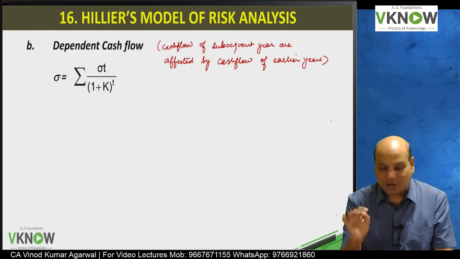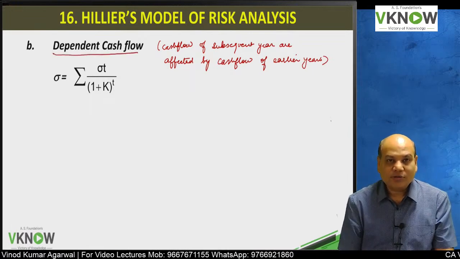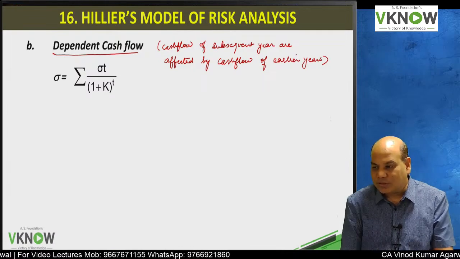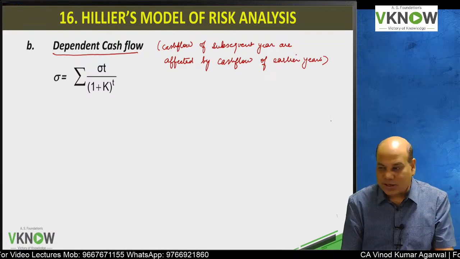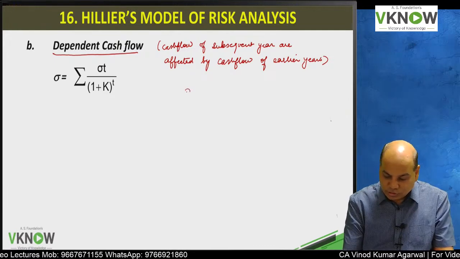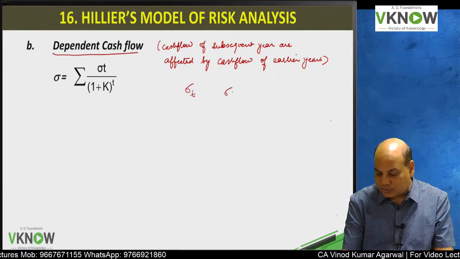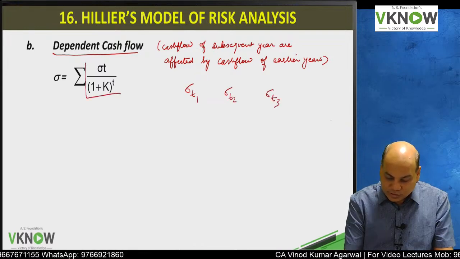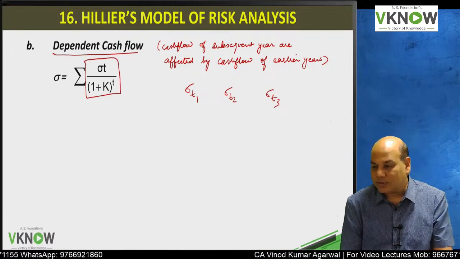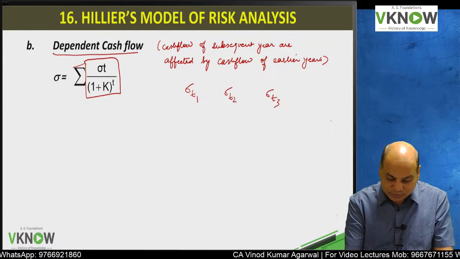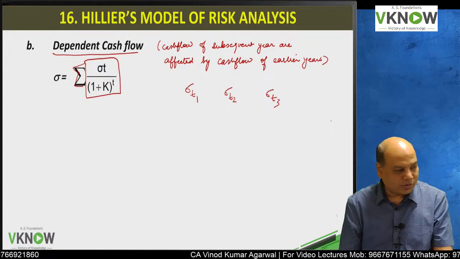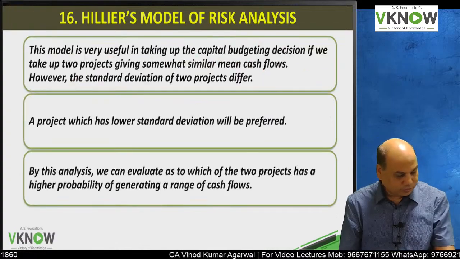The formula for dependent cash flow is sigma equal to under root, summation sigma t upon 1 plus k to the power t. So you are going to compute sigma t for each year, and then first you compute this for every year, sigma t upon 1 plus k to the power t, take the total, that is the answer. That is to be used when cash flows are dependent.